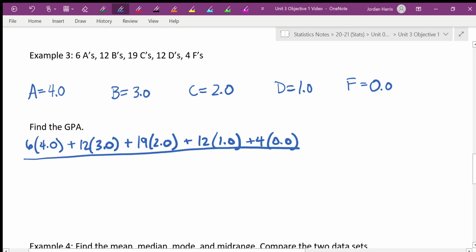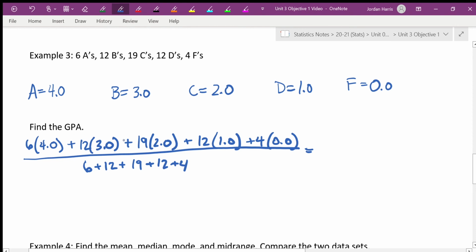Okay, but on the bottom, we have to keep track of what is the total number of grades that we're adding up here. It's not 5. We're not adding up 5 grades. We're adding up 6 plus 12 plus 19 plus 12 plus 4, right? I have 6 A's, 12 B's, 19 C's, 12 D's, and 4 F's. Add all those numbers up. That's how many total we have. So we got to do this kind of separately. Do all the top and all the bottom, write it down, then divide.